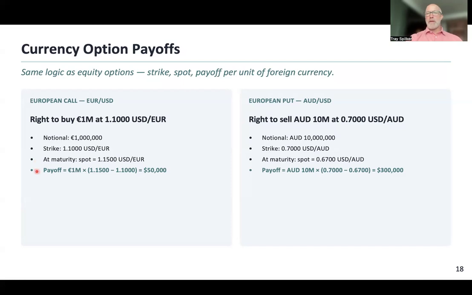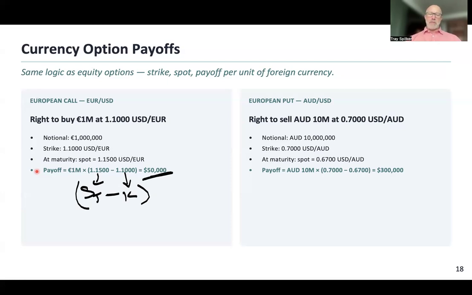Of course, it's going to be the 1 million euro notional principal times the difference between the contract rate and the spot rate. So in this case, the rate at expiration, you can think of this in terms of the nomenclature that we've seen before, ST minus K. This is a call option, the difference between the two. We've seen this before. And so in this case, the payoff is going to be positive, $50,000.